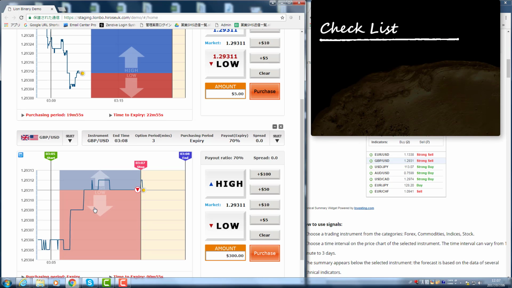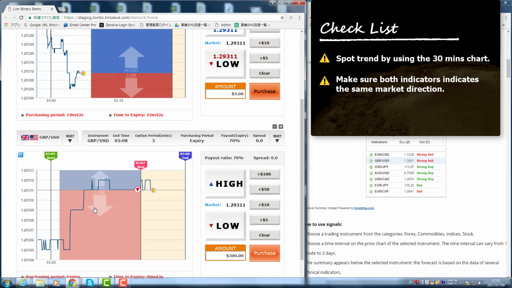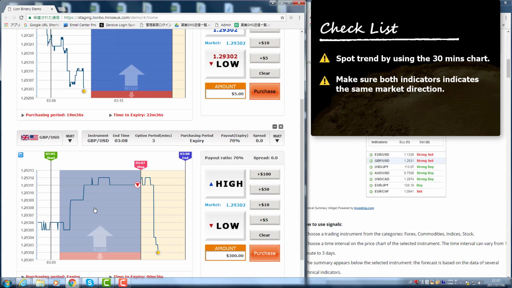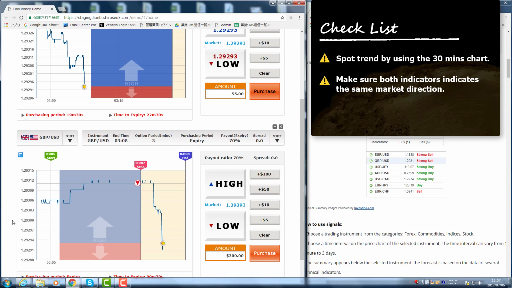the most important points that you need to pay attention to while you're using this method. So the first one, you have to spot a trend within the 30 minutes chart. So the second one is that you have to match the signal with the 30 minutes chart, which we want the same result. The 30 minutes chart is giving me a downtrend, then I want the signal to give me a strong sell signal. So yep, that's it for these two indicators.